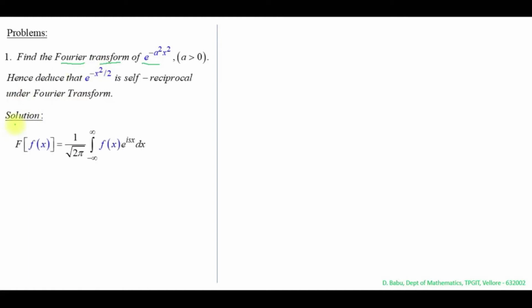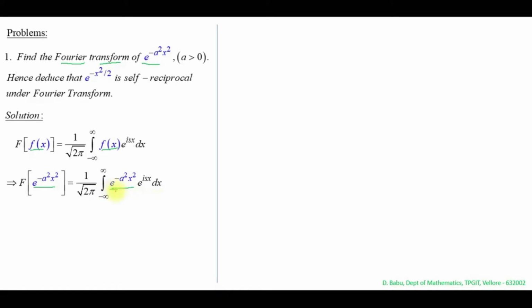So first find the Fourier transform of e power minus a square x square. What is Fourier of f of x? 1 divided by square root of 2 pi, integration minus infinity to plus infinity, f of x e power isx into dx. Therefore, Fourier of e power minus a square x square equals integral of e power minus a square x square, e power isx into dx. The coefficient is 1 divided by square root of 2 pi. The limit is minus infinity to plus infinity.